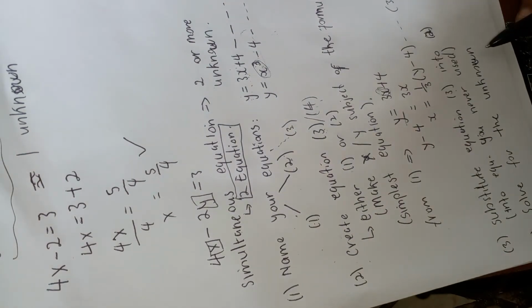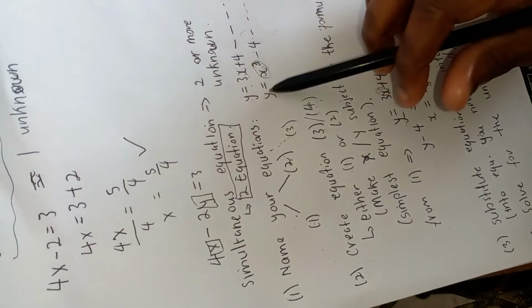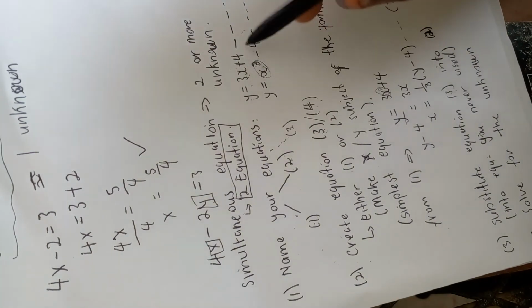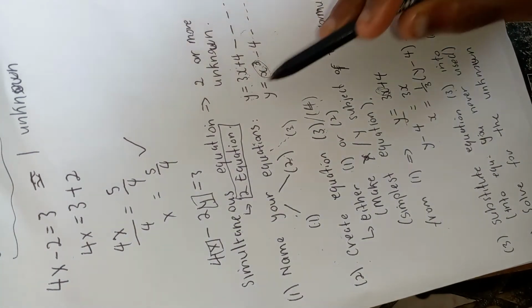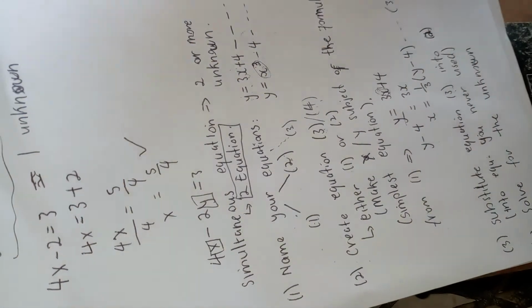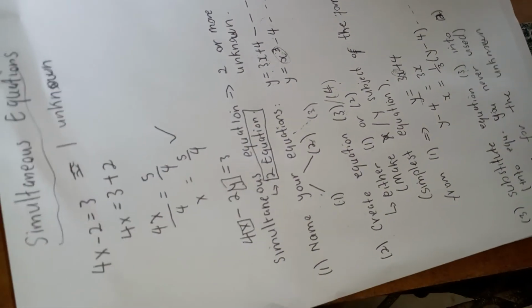After substituting equation 3 into the equation you never used, you'll have one unknown. After solving for that one unknown, you take it and substitute it into either equation 1 or equation 2 to find the other unknown, which is maybe x or maybe y. So this is how you go about solving by simultaneous equations.